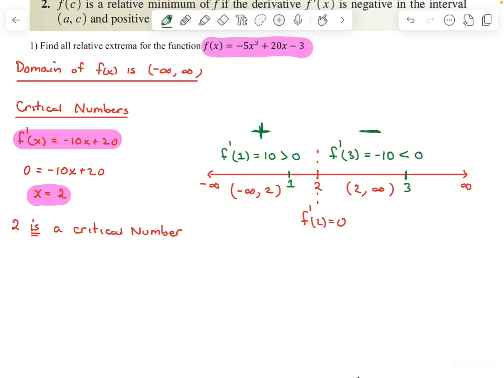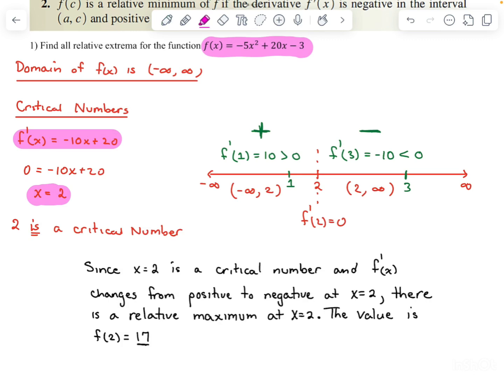So now that we have this chart, we can go ahead and apply the first derivative test. Since x is equal to 2 is a critical number, and the derivative changes from positive to negative at x is equal to 2, there is a relative maximum at x is equal to 2. The value is 17.